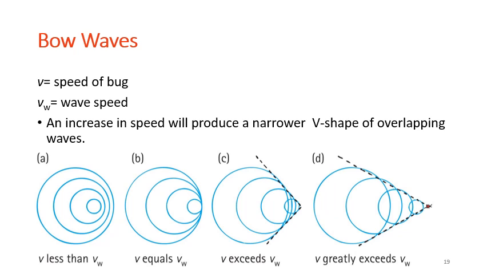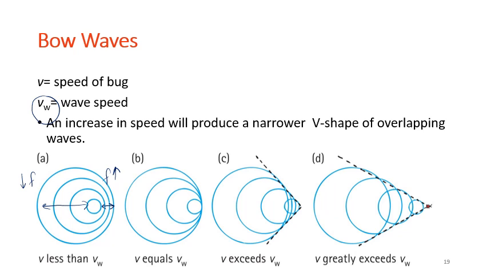Okay, let's consider the complete picture again. If you consider the first example we used, v is the speed of the bug and vw is the speed of the wave. In this case the speed of the bug is less than the speed of the waves, so it refers to picture A. You can see the wave fronts are narrower on the right hand side, and here the wider wave fronts. So this shows you the Doppler effect: you have higher frequency here, and here you have lower frequency.